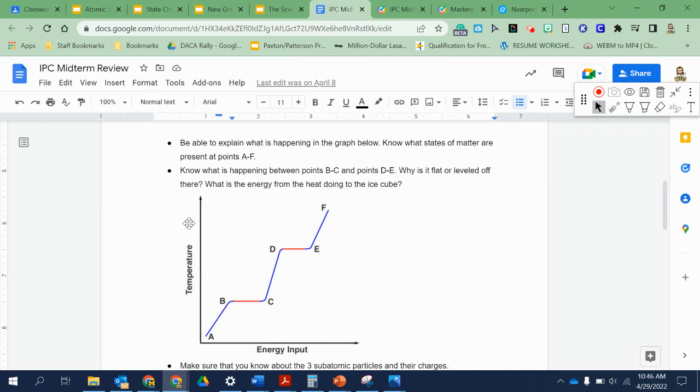Remember here on the side, on the y-axis, the vertical axis, we have temperature as a dependent variable. The independent variable, the energy input that keeps changing, is down here on the x-axis, the horizontal axis, right? So remember, again, just a little reminder, dependent variable on the vertical y-axis and independent variable here on the horizontal x-axis. All right, but again, it's asking you what's happening in between these points right here.